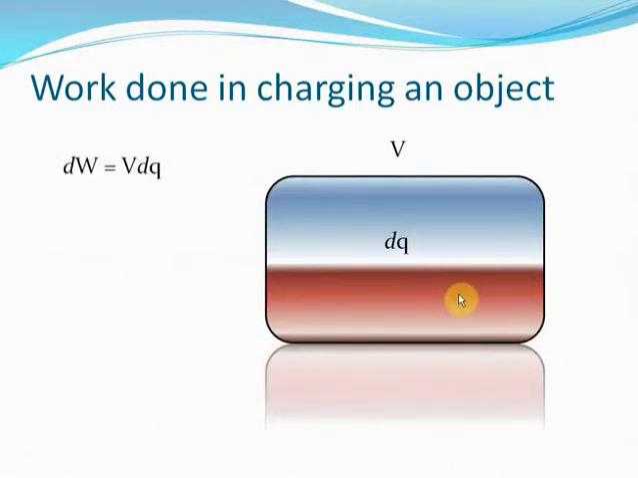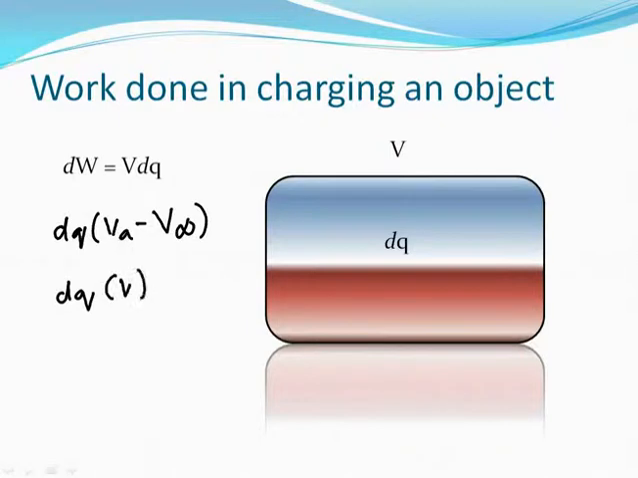Clearly, the net work done in adding a charge dq to this object will be equal to the potential of the object into the charge dq, isn't it? After all, the work done in moving a charge dq from infinity to a particular point A is clearly dq into VA minus V infinity, isn't it? In this case, VA is V, the potential of the object, and V infinity is 0. So dq into V is the work done in moving a charge dq from infinity to the surface of an object.